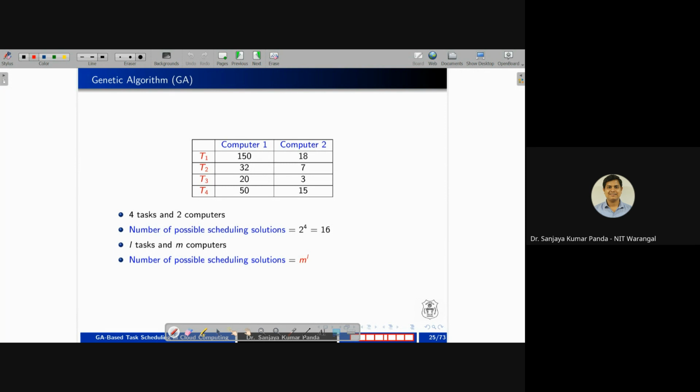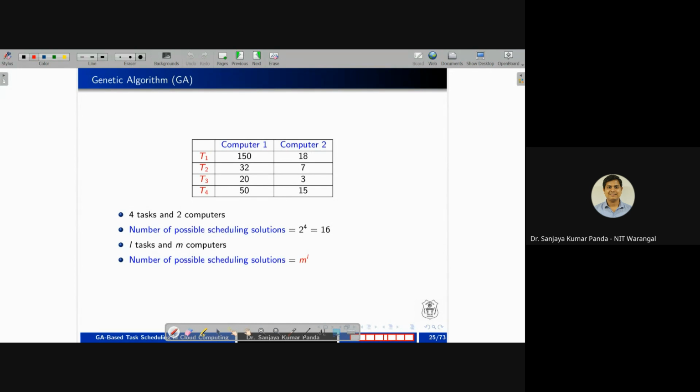going to take 150 time units. You can consider second, millisecond, nanosecond, whatever it may be. But if T1 is assigned to computer 2, it is going to take 18 units of time. So for T1, you can say computer 2 is better than computer 1. Similarly, for T2, computer 2 is better than computer 1, like T1.